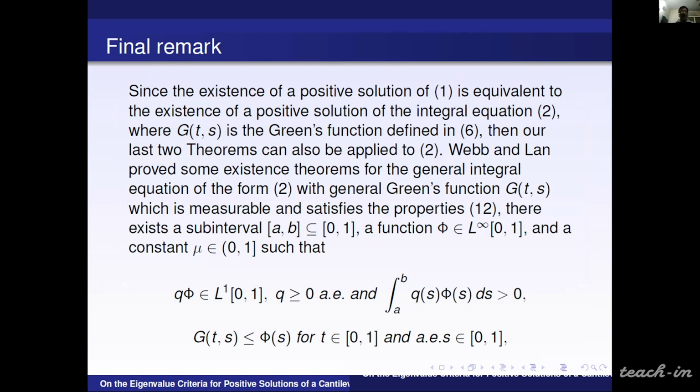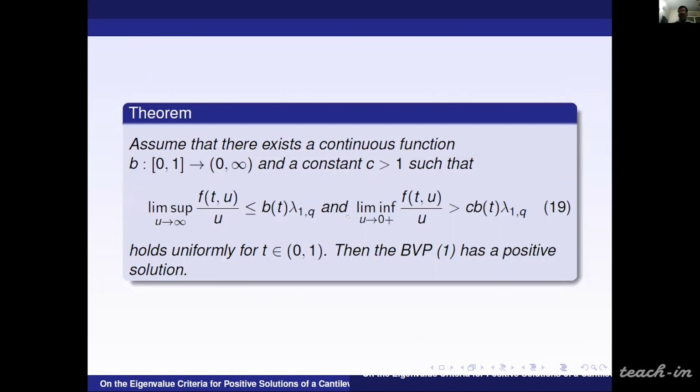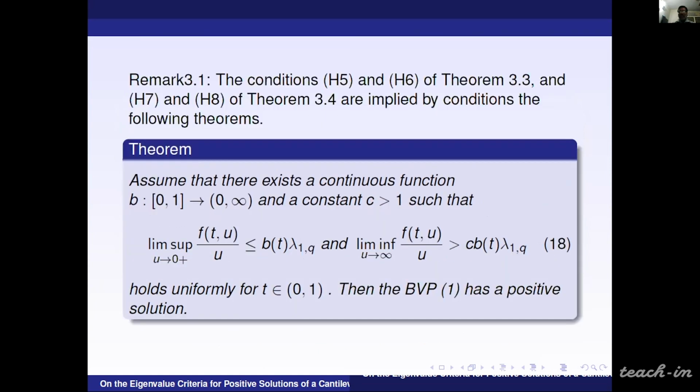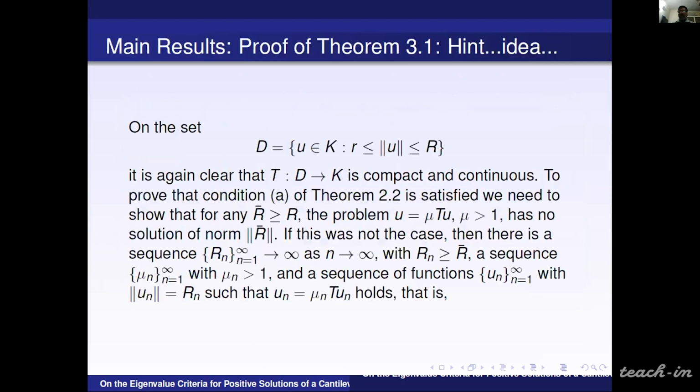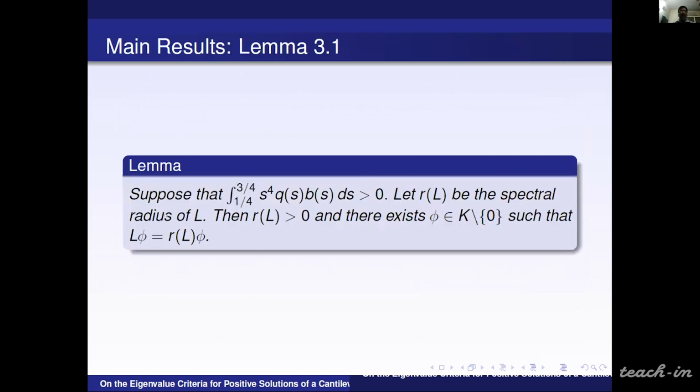Webb and Lund proved some existence theorems for general integral equations of the form 2 with a general Green's function. They proved that the Green's function should be measurable and satisfy property 12. Property 12 is something like this. I can show you this. I'm going to that. The Green's function should satisfy this property. It should be continuous at the point tau.